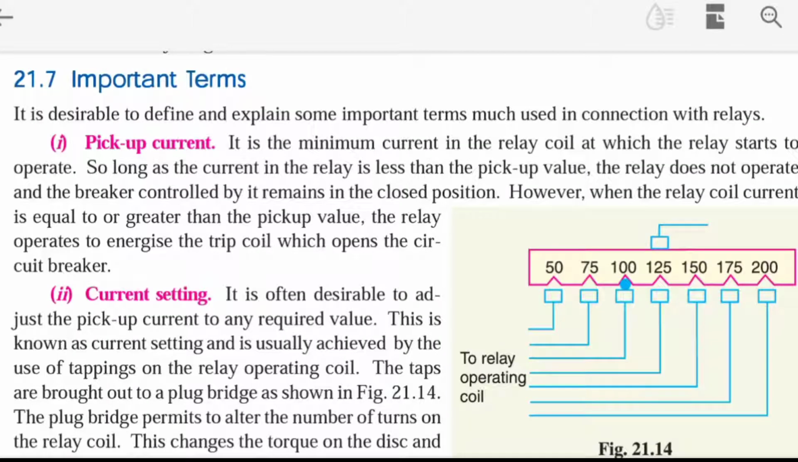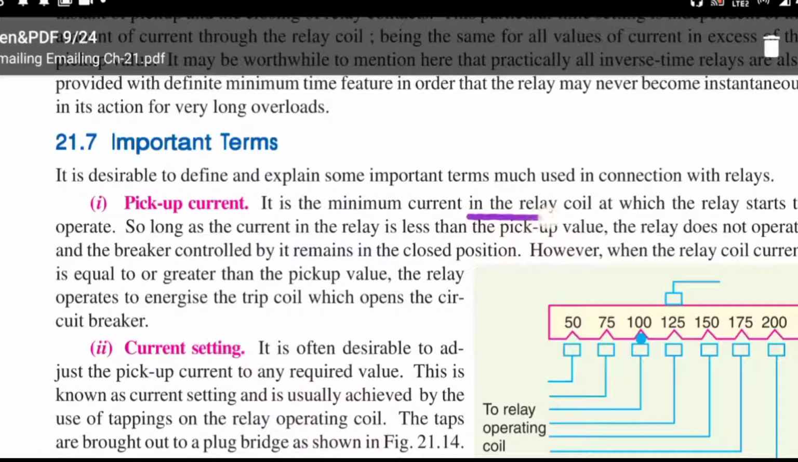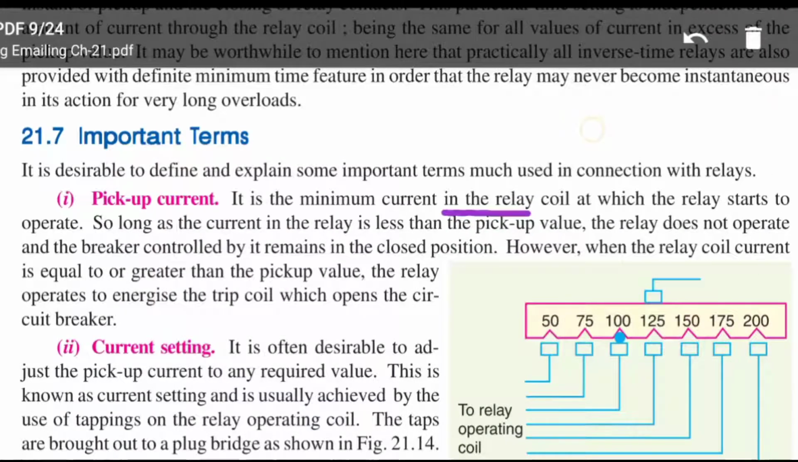Now you can see, it is the minimum current in the relay coil at which the relay tries to operate. That is known as pickup current. As long as the current is less than the pickup value, the relay will not operate. At more than the pickup current, the relay tries to operate. It is the minimum current in the relay coil at which the relay starts to operate.